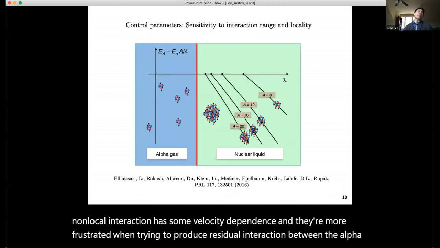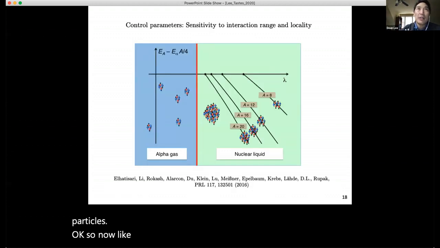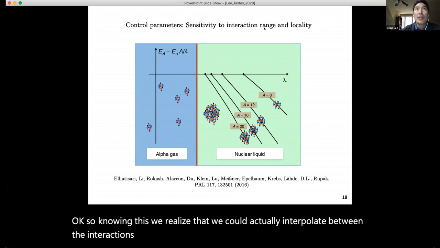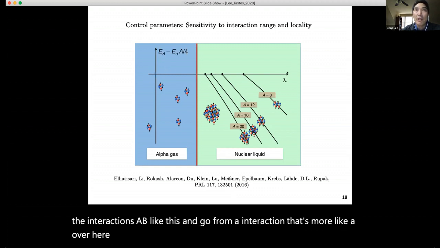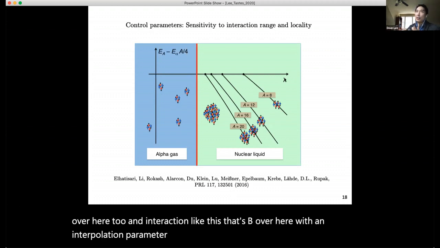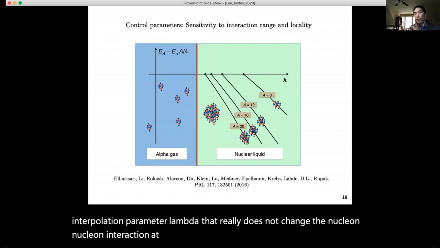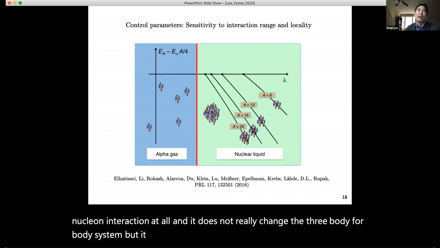Knowing this, we realized that we could actually interpolate between the interactions A and B like this, and go from an interaction that's more like A over here to an interaction like B over here with an interpolation parameter lambda that really does not change the nucleon-nucleon interaction at all, and it does not really change the 3-body, the 4-body system, but it changes the nuclei that are above A equals 8.